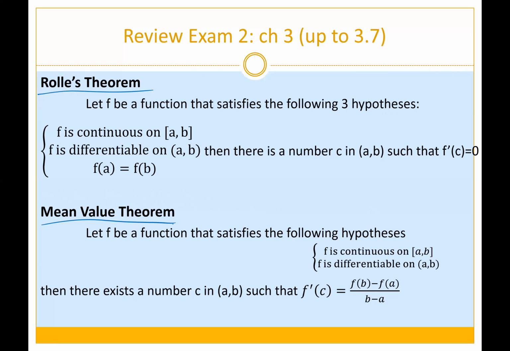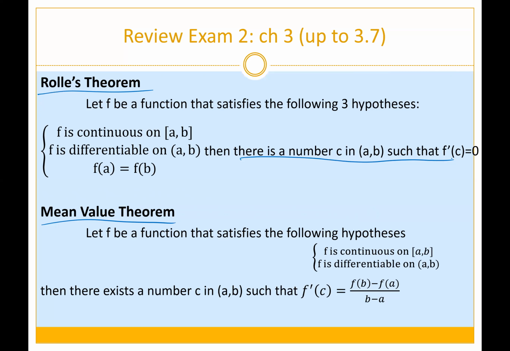Then we conclude that there is a number c in that interval such that f prime of c is equal to 0. The mean value theorem is more general, where you don't have that third condition that requires the values at the two endpoints of the function to be equal to one another.